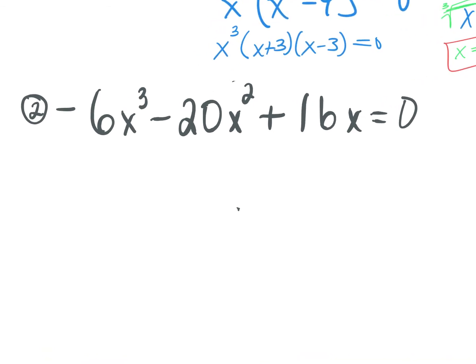We're going to solve by factoring. So if we're going to factor, the first thing we look for is a GCF. And then we look for, is it a trinomial? Is it a perfect square? Something like that. So I have negative 6x cubed minus 20x squared plus 16x equals 0.